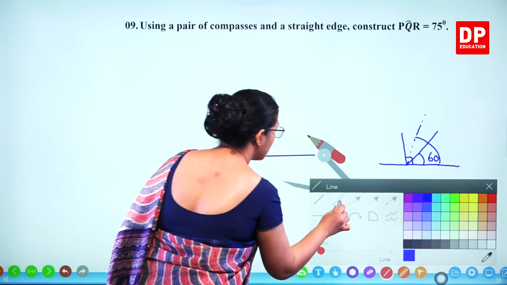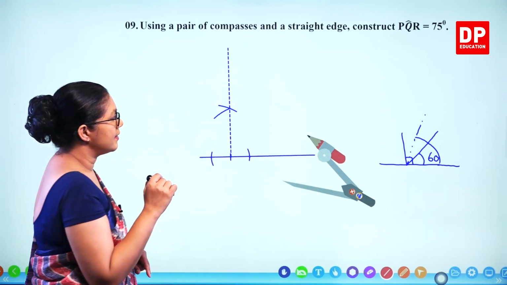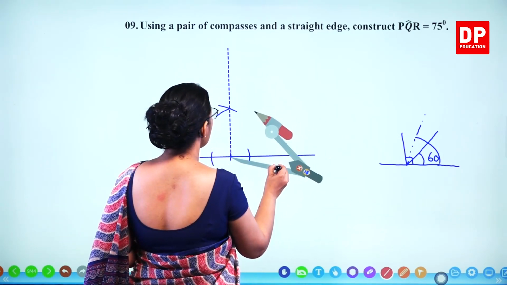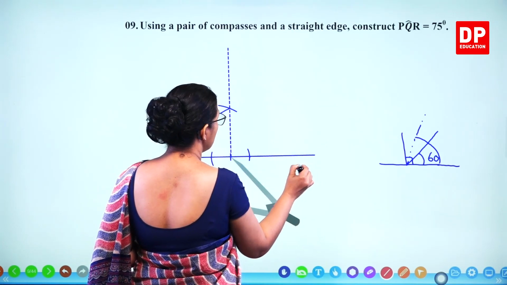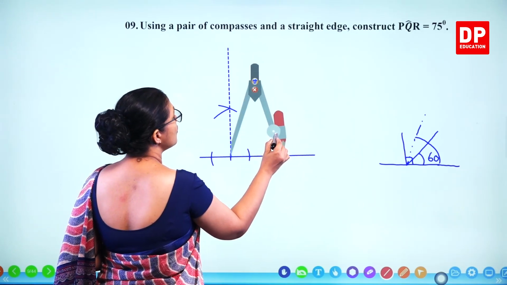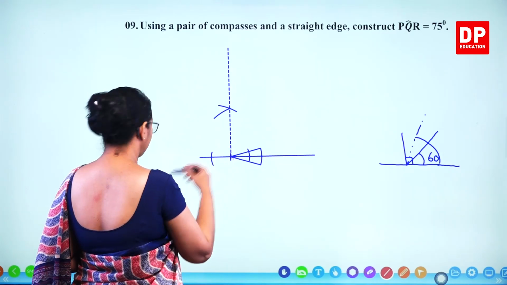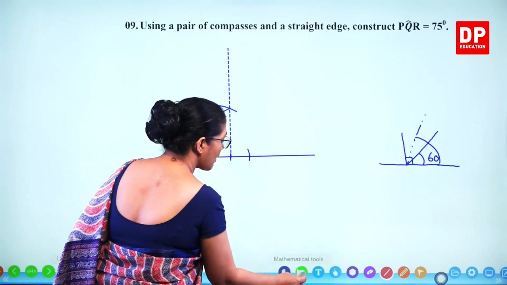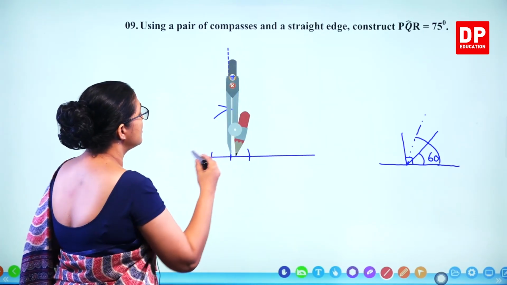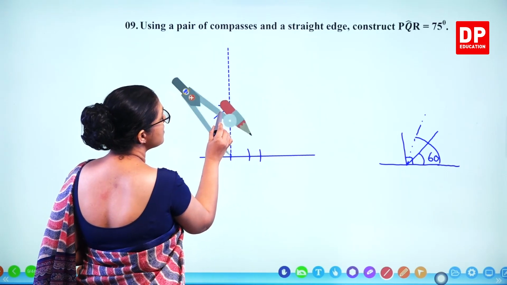So you can draw the first 90-degree angle. Then you can take the compass and draw a 60-degree angle. So you can take any length, draw an arc here. We'll take the compass and now we'll construct a 60-degree angle. So take any distance and you can construct a 60-degree angle here.